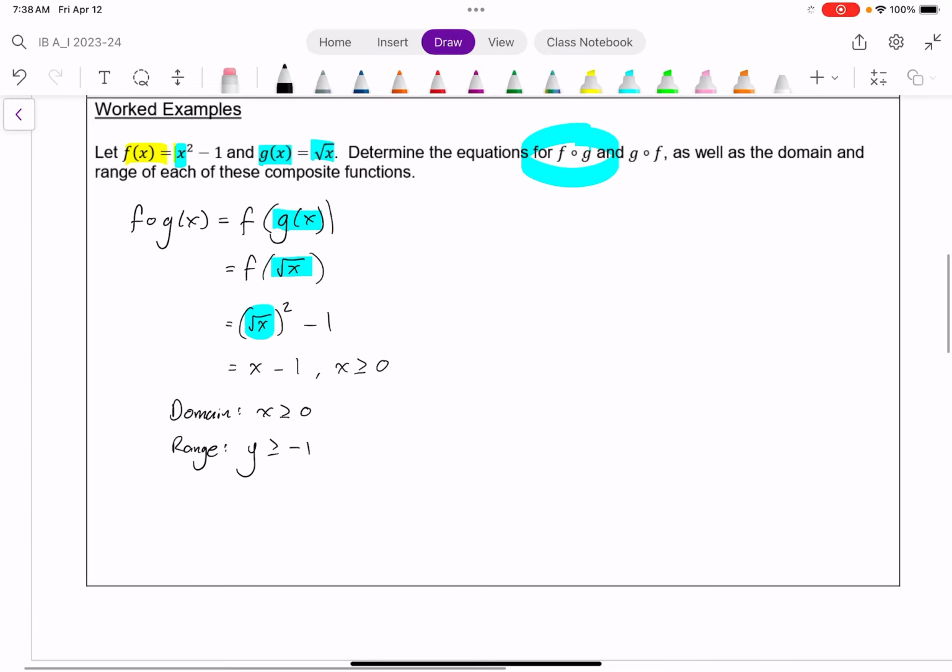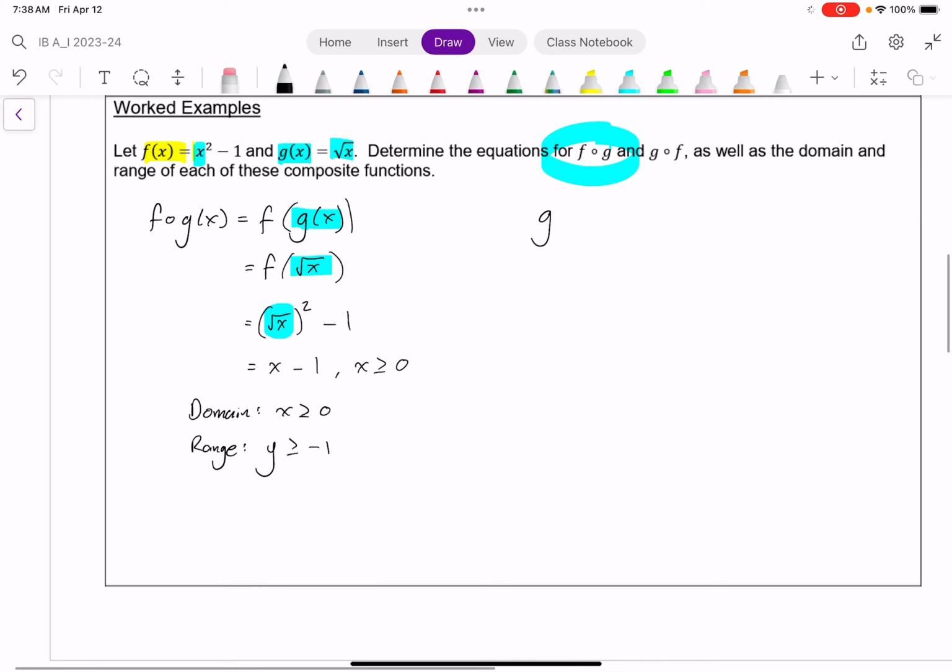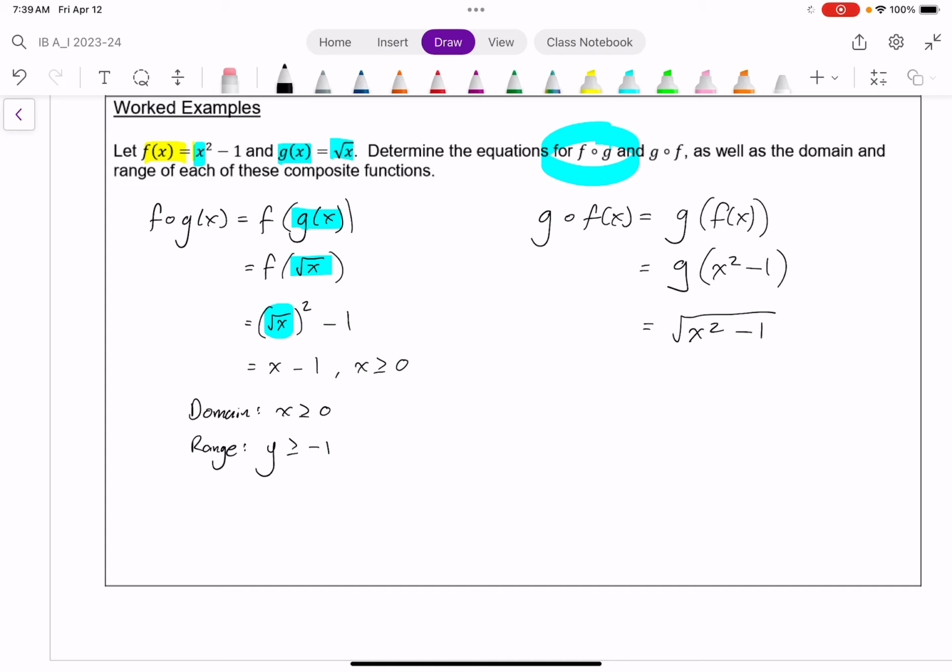All right, so now let me compose these the other way around. Let's look at g of f of x, which means f of x is inside g of x. Well, f of x is x squared minus 1, and that is going inside function g. G of x just is the square root of the entire thing. So this then is the square root of x squared minus 1.